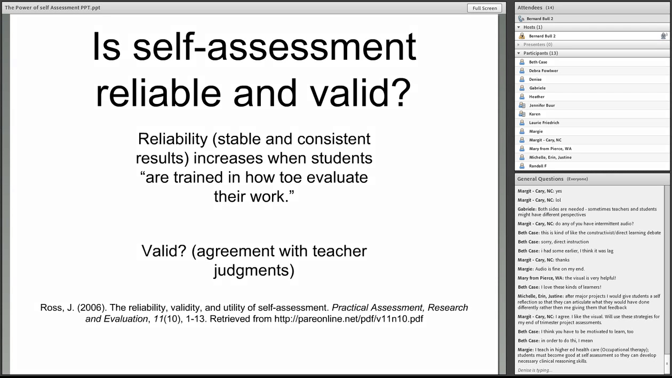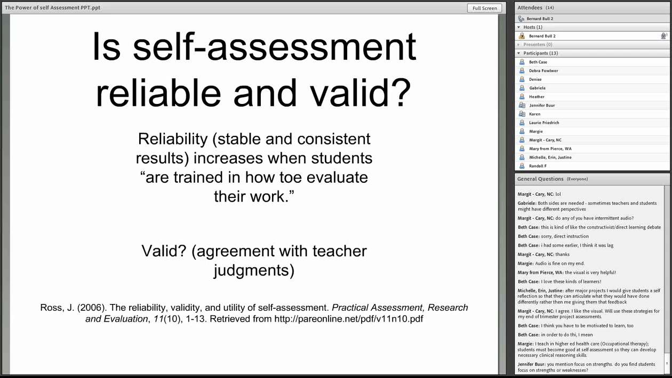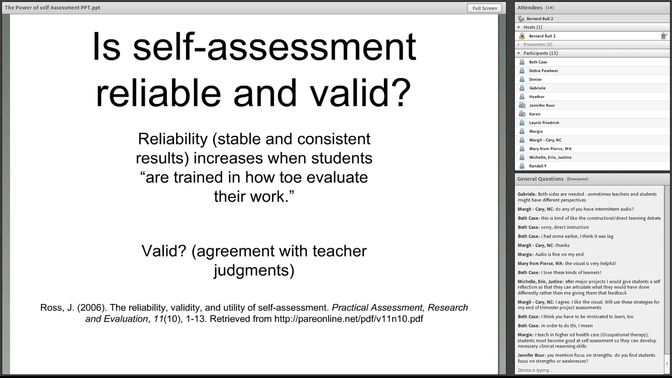With that said, I would like to draw your attention to a 2006 study, so it's a little bit older, called The Reliability, Validity, and Utility of Self-Assessment from Practical Assessment, Research, and Evaluation. It's a peer-reviewed journal. And you can just Google the title if you want to read it. It's a short article, it's only 13 pages, and it's a great read. But they do define validity a little bit differently than the way some people might think about it. They talk about reliability, where the assessment is stable, and there are some consistent results.